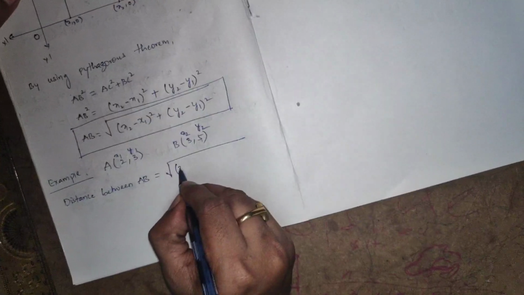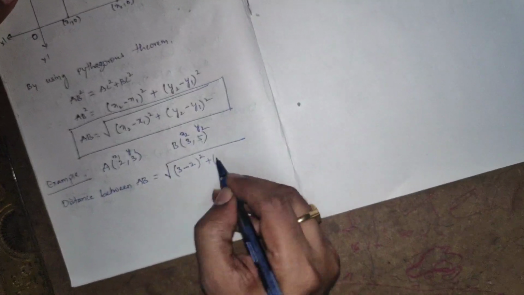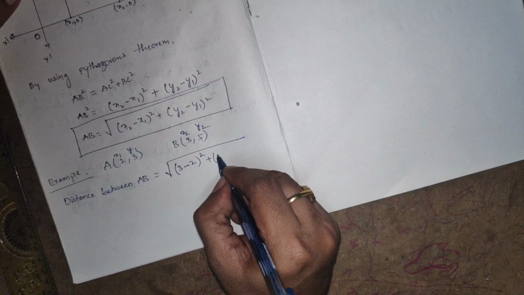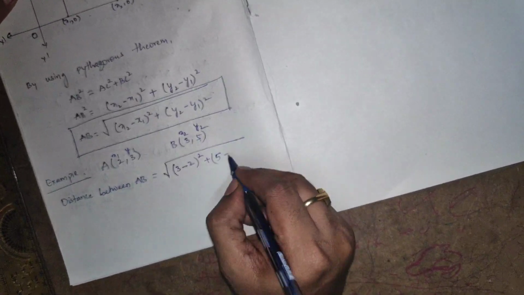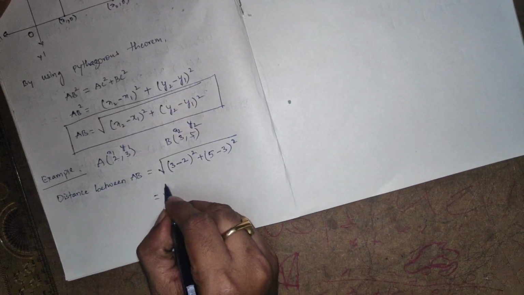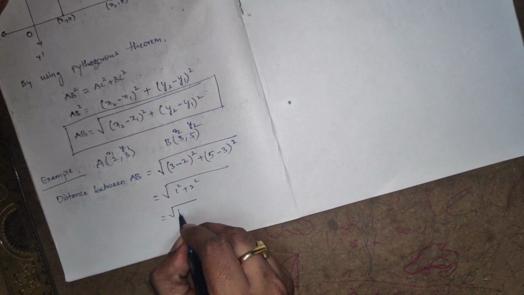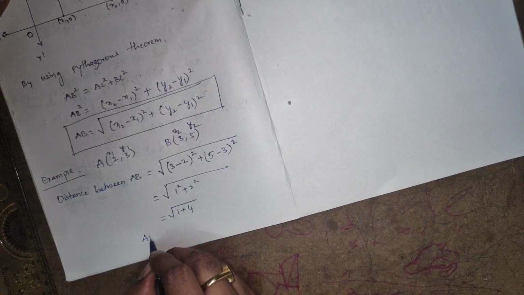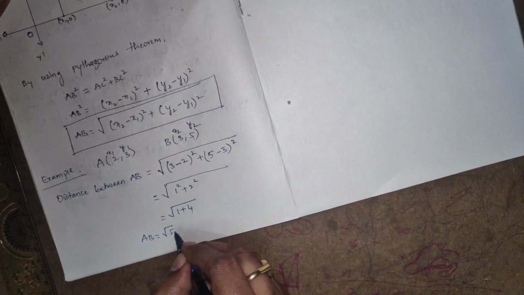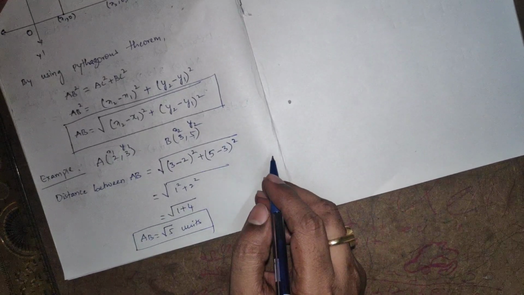So x2 is 3 minus x1 which is 2. So (3 minus 2) whole square plus y2 is 5 and y1 is 3, so (5 minus 3) whole square. Now root of 3 minus 2 is 1 square plus 5 minus 3 is 2 square. We'll get root of 1 plus 4. The distance between AB is root 5 units. Since 5 is a prime number, we cannot reduce this one. So AB is equal to root 5 units.